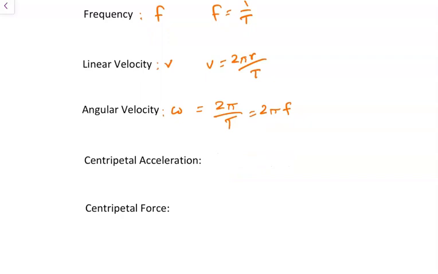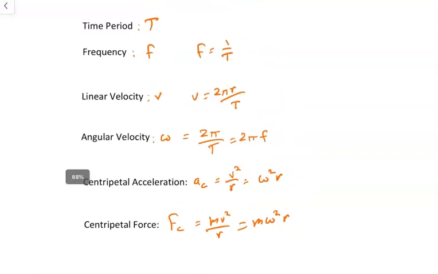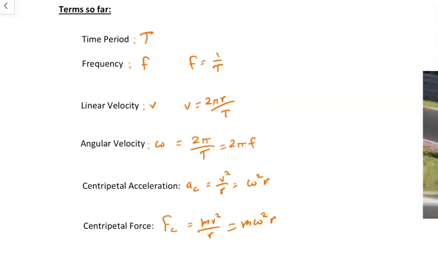Centripetal acceleration, which is a sub c, which is equal to either v squared over r or omega squared r. And then centripetal force, F sub c, which is equal to mv squared over r or m omega squared r. So these are all the equations we will be using in this whole unit.